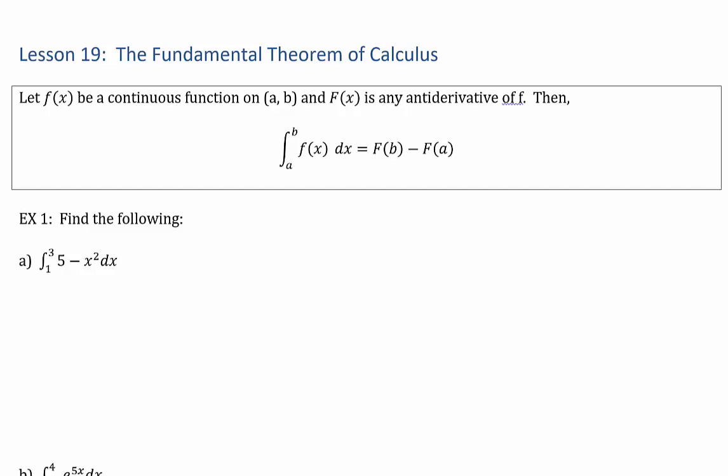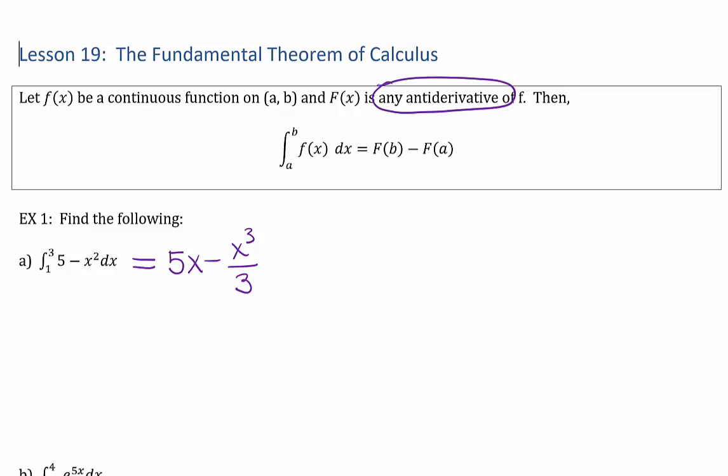So to compute a definite integral, the first thing I'm going to do is find the antiderivative. So to integrate 5, I get 5x. If I integrate x squared, I get x to the third over 3. Now, with definite integrals, I'm not going to write down that plus c, because my definition actually says I can use any antiderivative. And so we might as well choose the simplest one, which has a constant of 0.